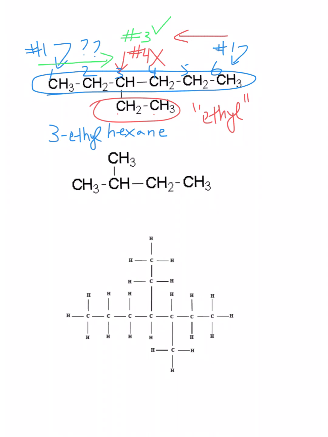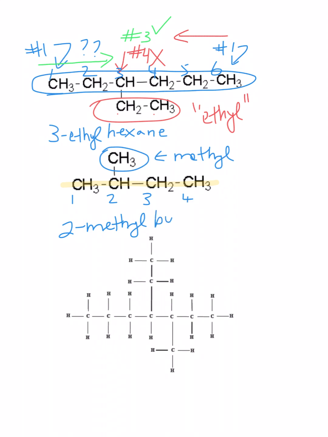Same thing on the next one. Go a little bit faster here, but this is your parent chain. It's 4 carbons. We're going to number it from this direction, 1, 2, 3, 4, to give that alkyl group there the lowest number. It's a methyl group in this case, because it is a 1 carbon alkyl group. So we're going to call it 2-methyl because it's at position 2. And then the parent chain has 4 carbons, so it's a butane. So this is 2-methyl butane.